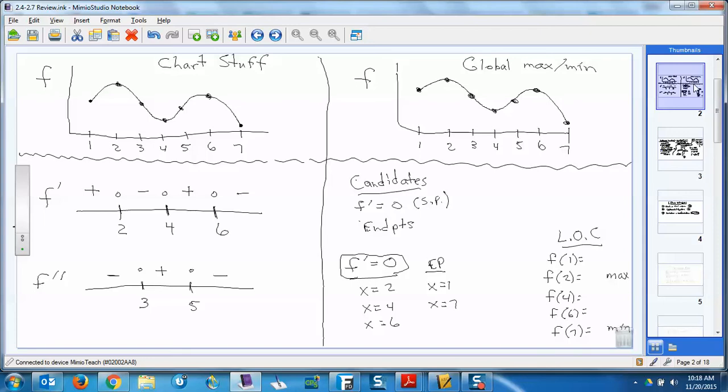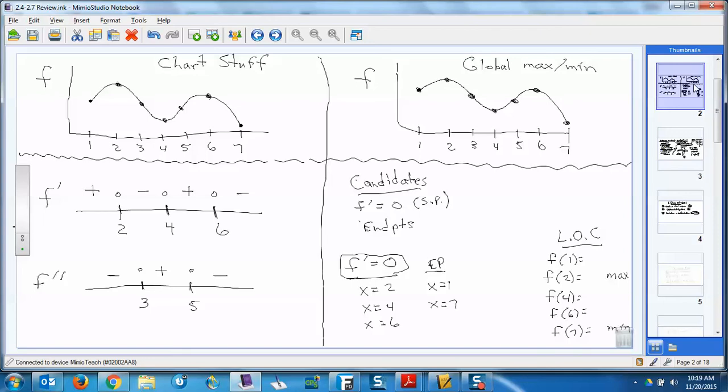To find the highest and lowest point, plug them into the original function f, because you want to know those y values. So you would take 2, 4, 6, 1, and 7, and plug them in. You do your list of candidates like we did yesterday, and plug those into your f equation. If this was actually the picture, then when you plugged in a 2, you would get the biggest value. And when you plugged in a 7, that would be the smallest of all these values. And that's what we would do.